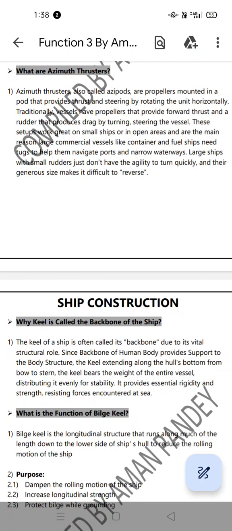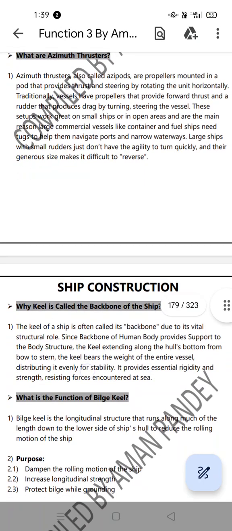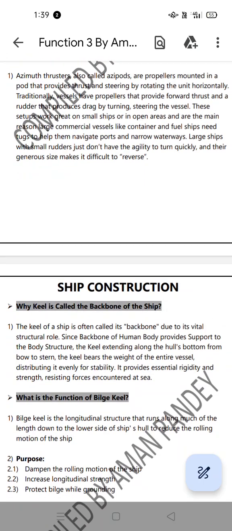Azimuth thrusters, also called azipods, are mounted in a pod that provides thrust and steering by rotating the unit horizontally. Turning the vessel provides forward thrust, while a rudder produces drag by turning. This setup works great on small ships. Large ships with small rudders just don't have the agility to turn quickly, and their adjustment is difficult.